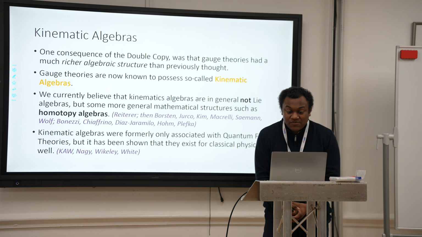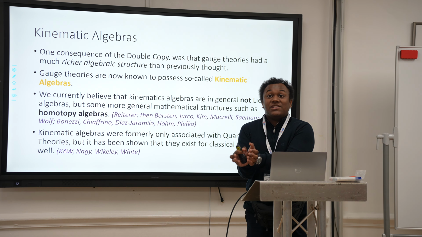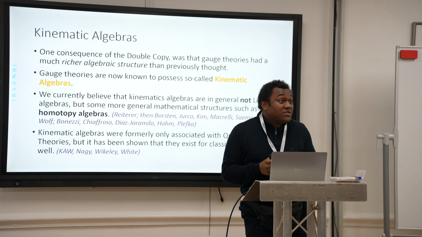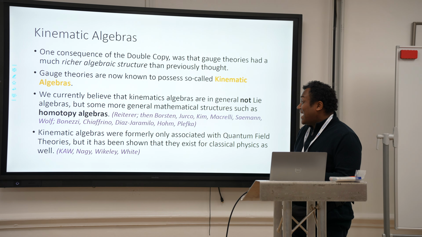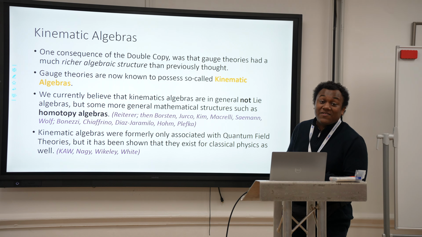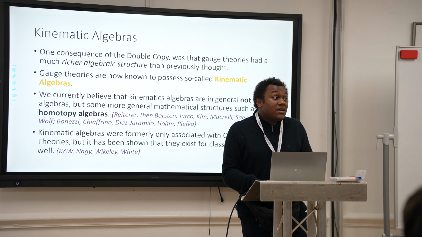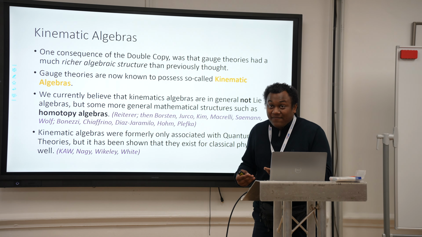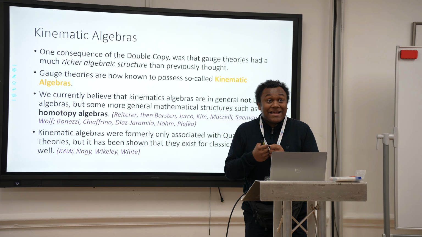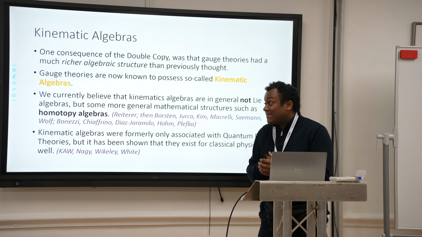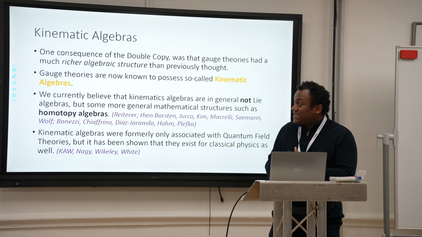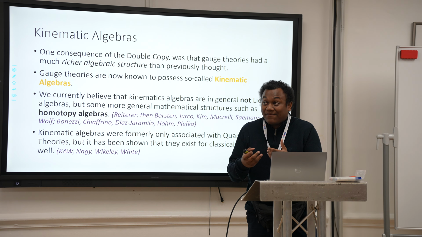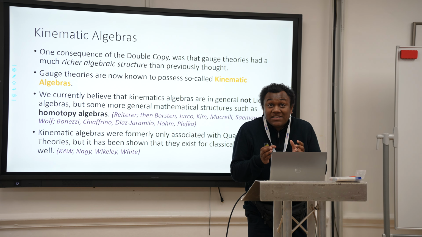In the second half of this talk, I'm going to talk to you more about the implications of the double copy. And probably the most profound implication of the double copy is that it told us about the existence of something known as a kinematic algebra. So what is a kinematic algebra? Kinematic algebras are these newly found mysterious structures that we know gauge theories now must possess. We didn't know about them before, but by studying the double copy, we realised that gauge theories must have these new mysterious structures. We don't understand them very well.